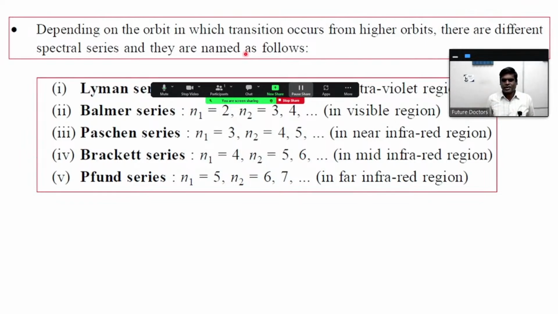Next, the Balmer series, n1 equal to 2 and n2 equal to 3, 4. It falls in the visible region. Paschen series, n1 equal to 3, n2 equal to 4, 5, in the infrared region. Brackett series, n1 equal to 4, n2 equal to 5, 6, and it falls in the mid IR region. And last one, the Pfund series, n1 equal to 5, n2 equal to 6, 7. It falls in the far infrared region.